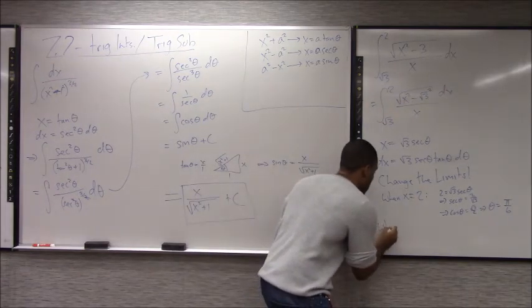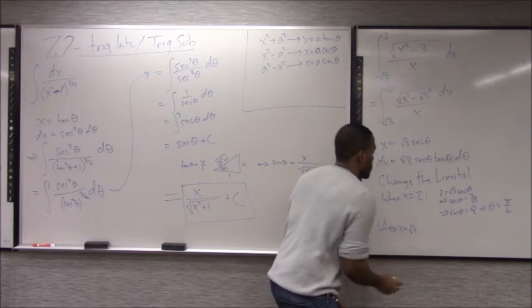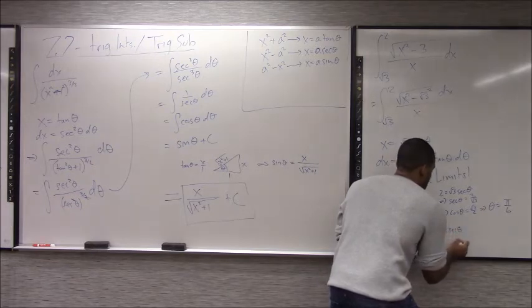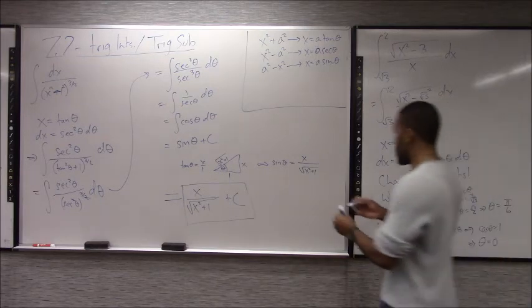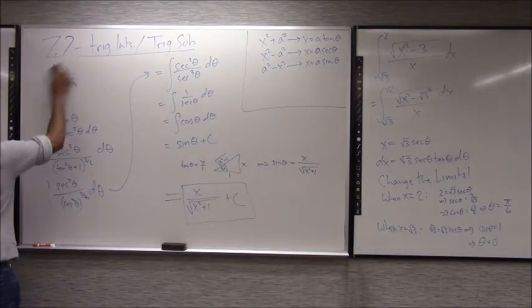What about when x is equal to radical 3? Then that would mean that radical 3 is equal to radical 3 secant theta. So ultimately you would get cosine theta equals 1. What's the smallest number that you know that cosine theta equals 1? 0. So I can rewrite this now as a trig integral where those are my new limits, 0 to pi over 6.